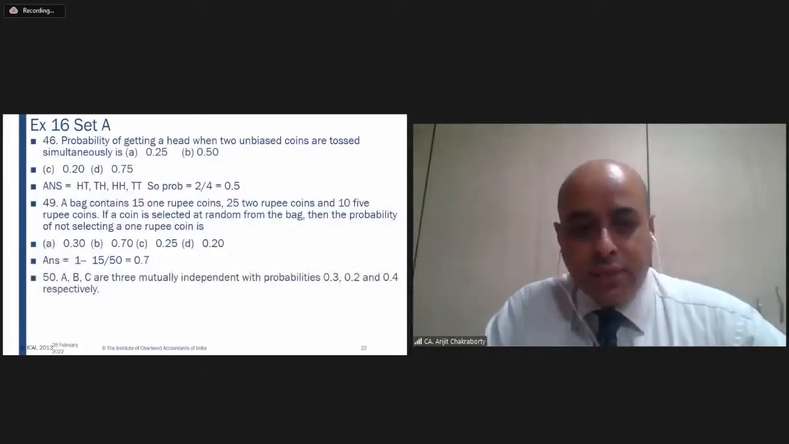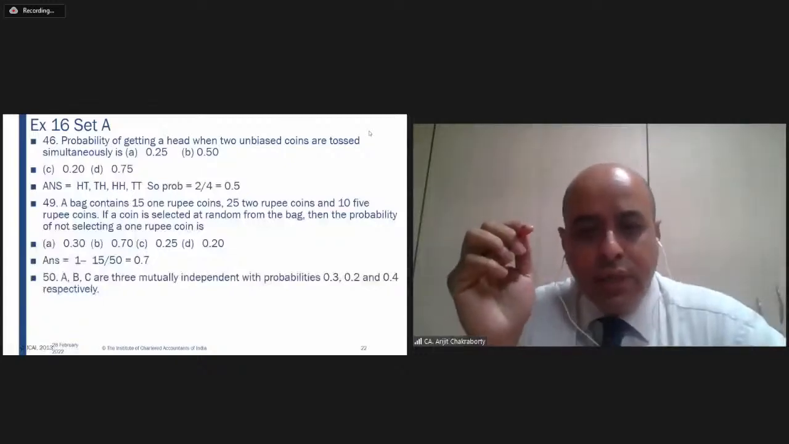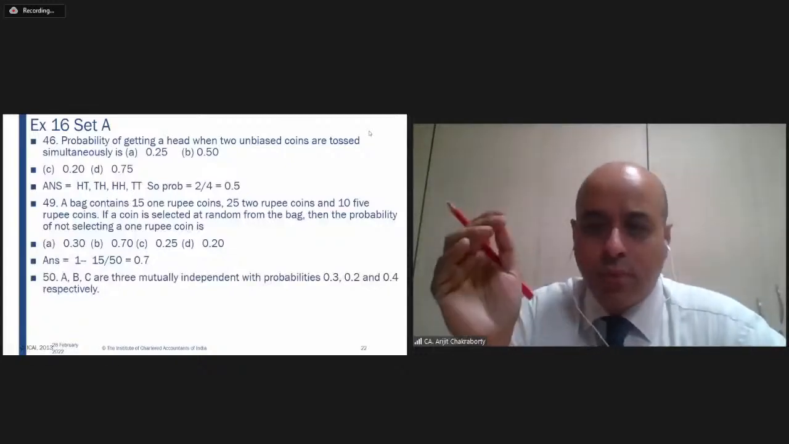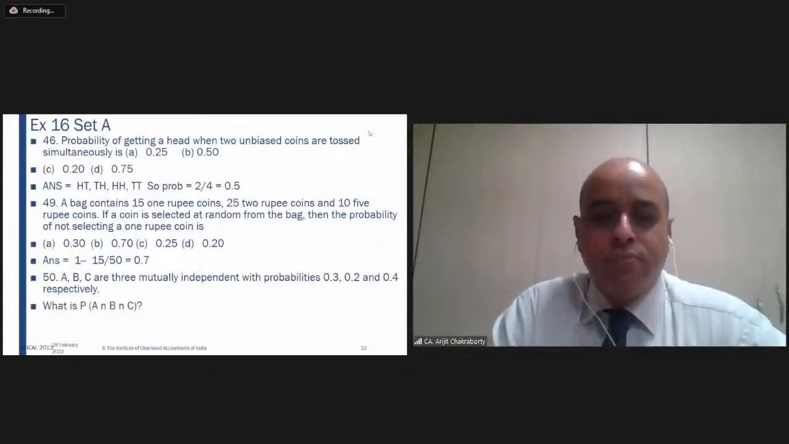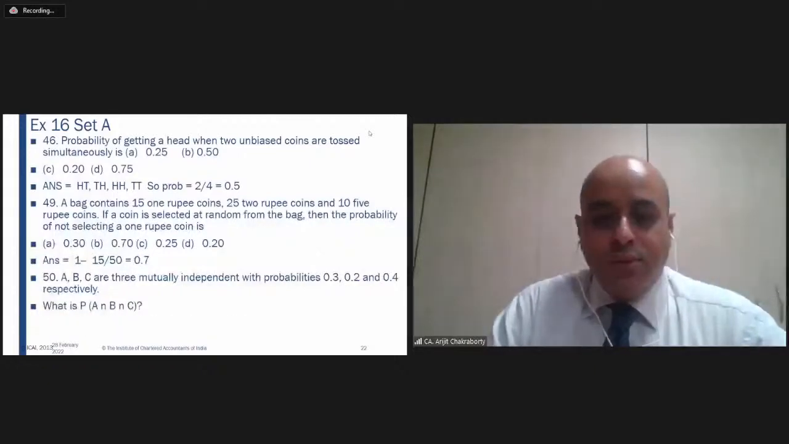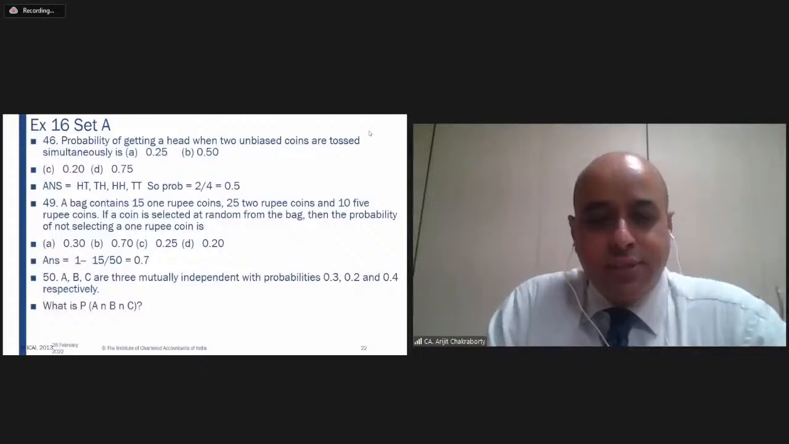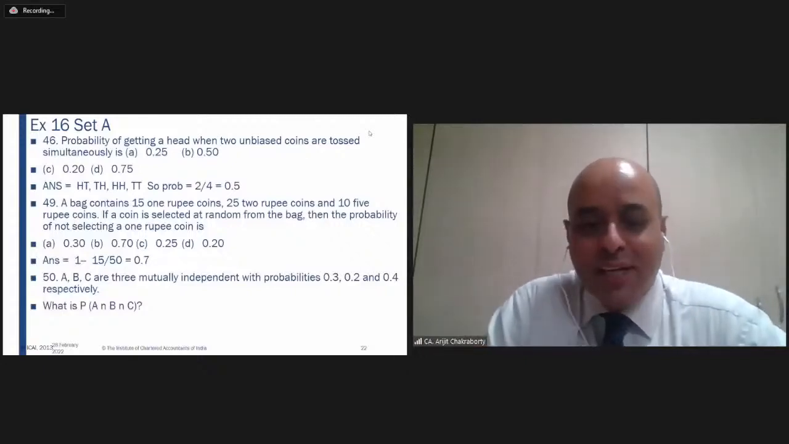Okay, now let us take the third case. The third problem we are solving is question number 50. A, B, and C are 3 mutually independent events with probabilities 0.3, 0.2, and 0.4. What is P(A intersection B intersection C)? You can easily guess this is a very easy question. If you get such a question in the exam, I'm sure all of you will get it right.